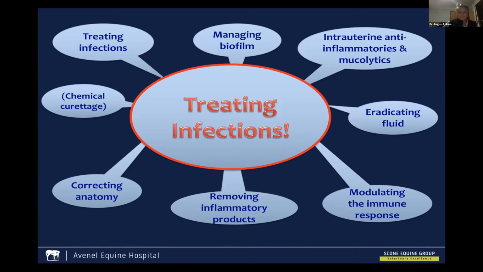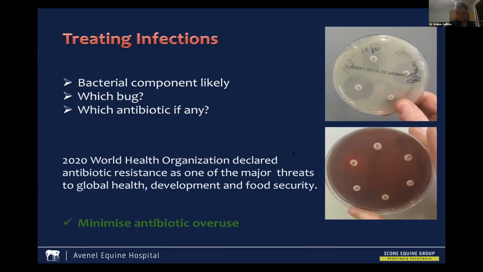Infections probably account for at least 60% of the cases of endometritis. So that means that in barren mares that are presented, probably over half of them have an infection. Whether or not it can be cultured, whether or not it's identified on biopsy will depend. So a bacterial component is likely, but we need to be quite mindful about our strategy as to how to treat them.